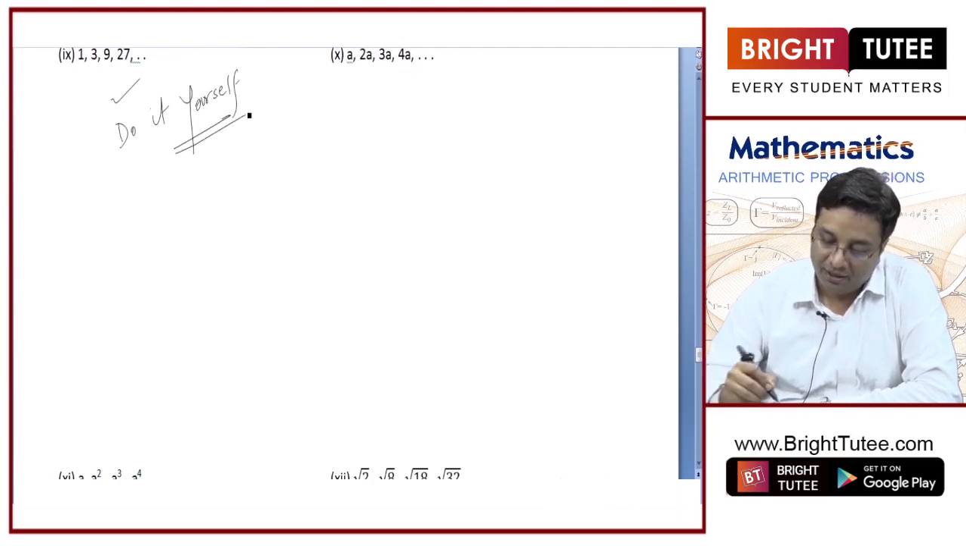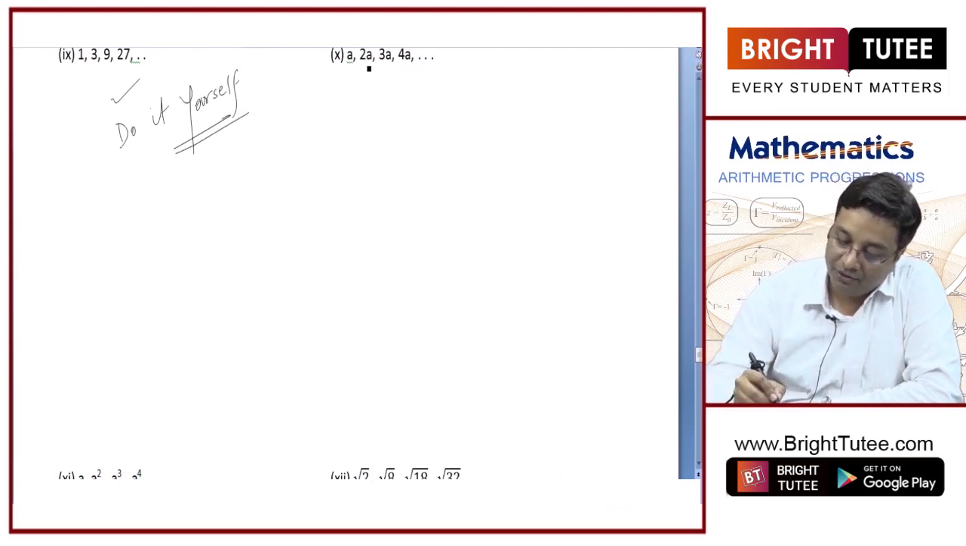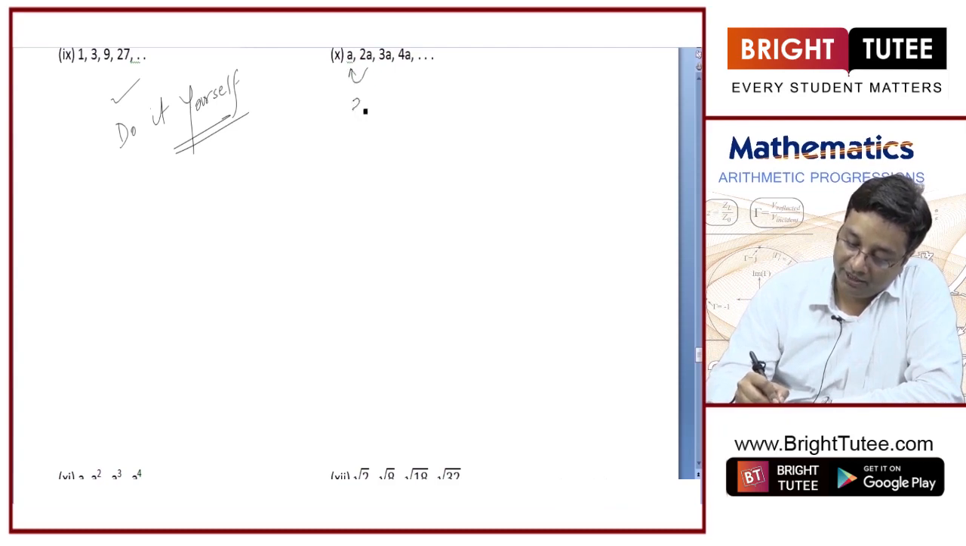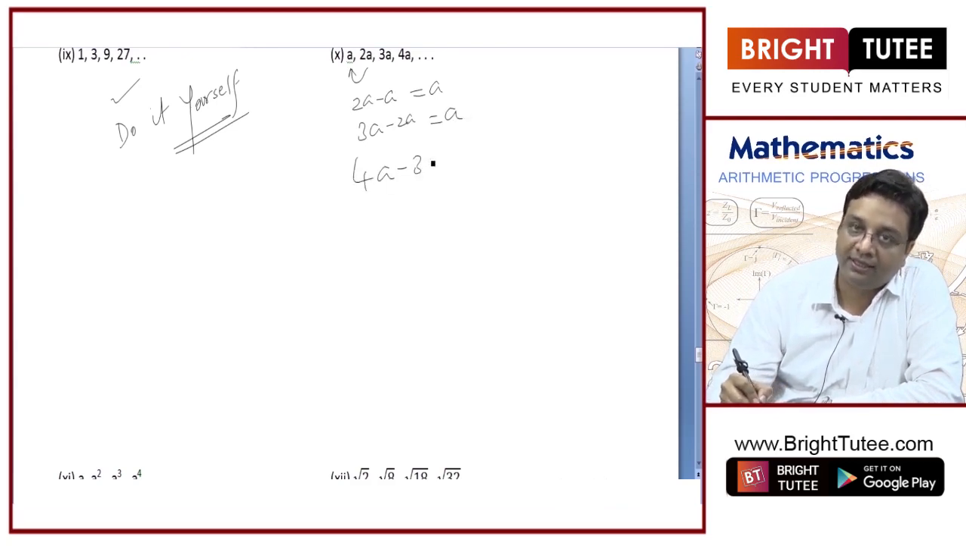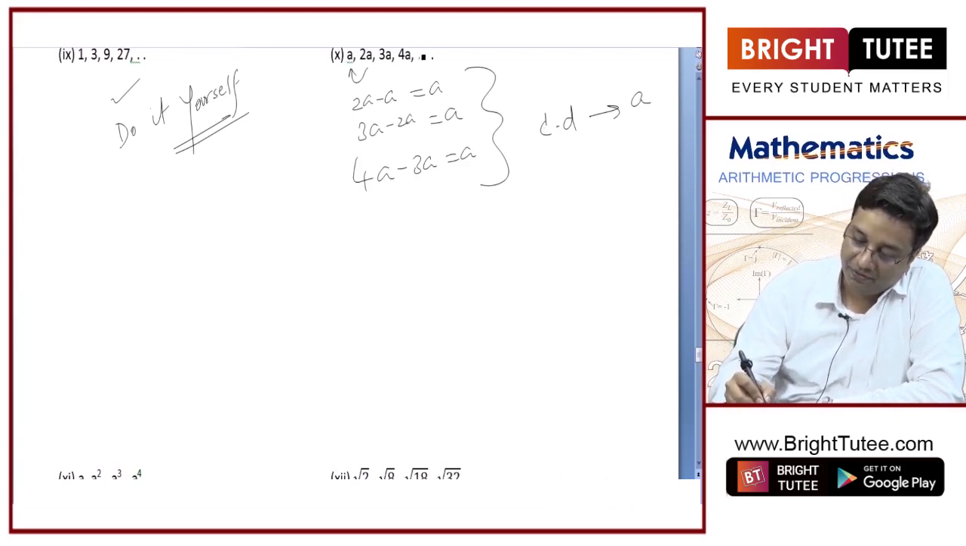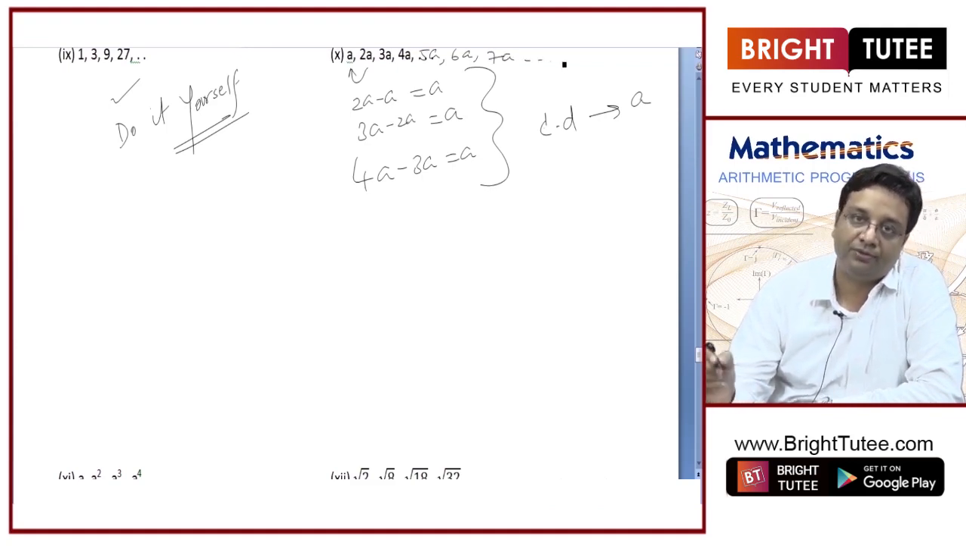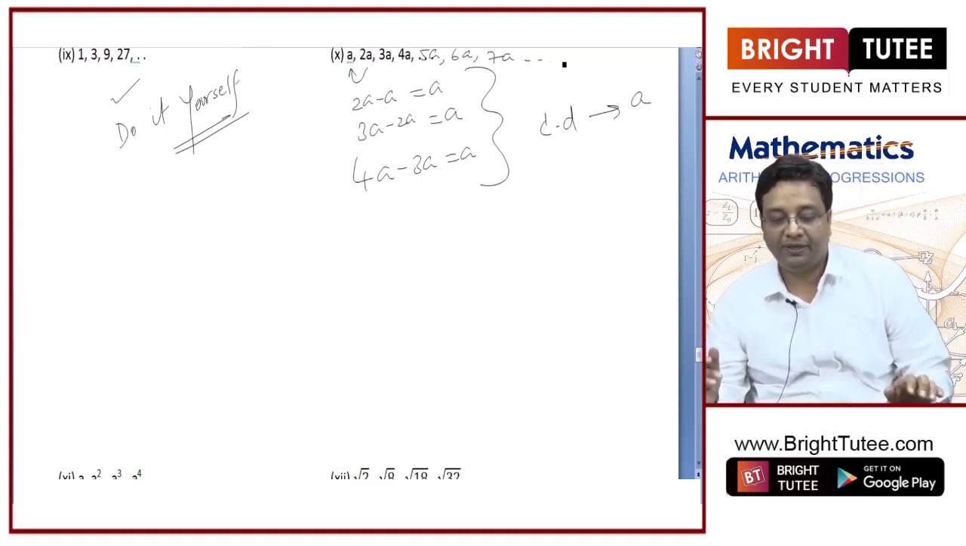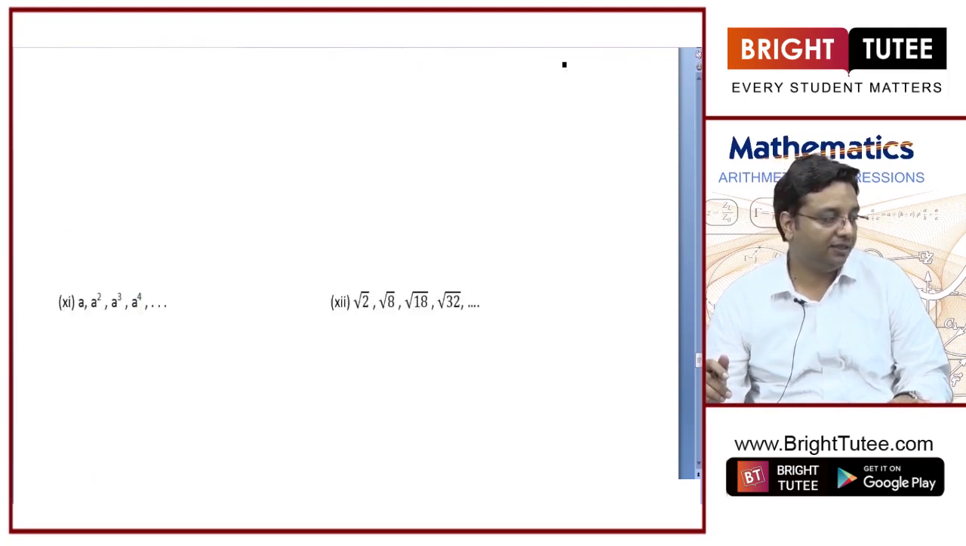Okay. In 10th question, if you subtract 2a minus a, you will get a. 3a minus 2a, you will again get a. 4a minus 3a, you will get a. So there is a common difference. What is the common difference? Common difference is a, right? And first term is also a. So the next terms will be 5a, 6a, 7a and so on. Okay, so this is an AP and we have written next three terms also.